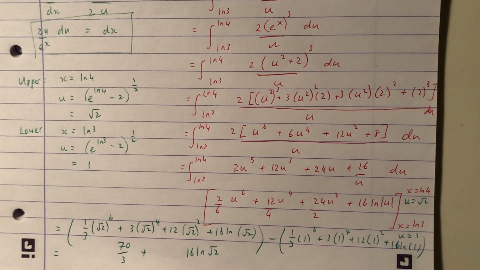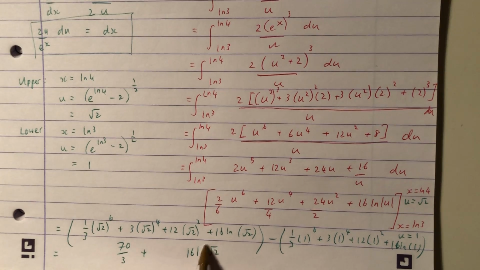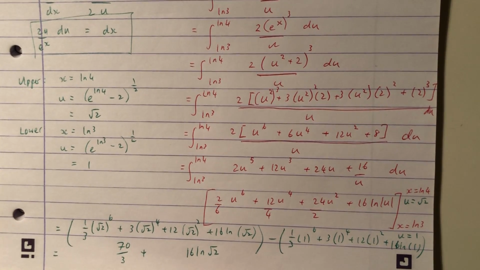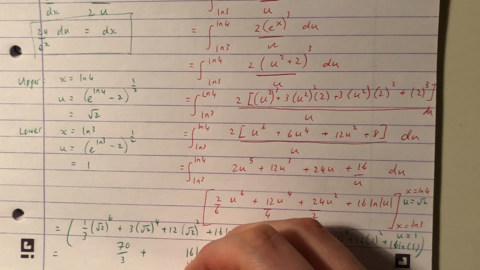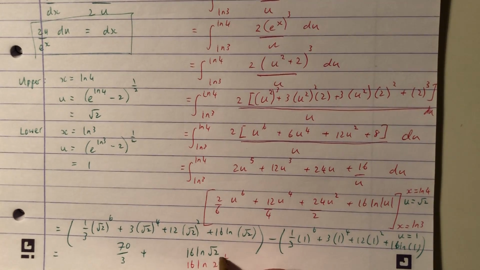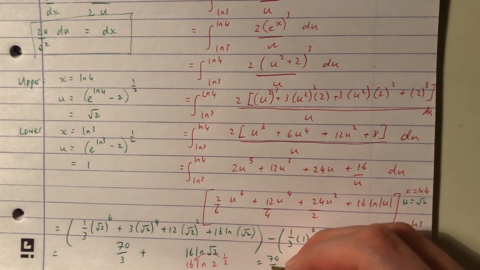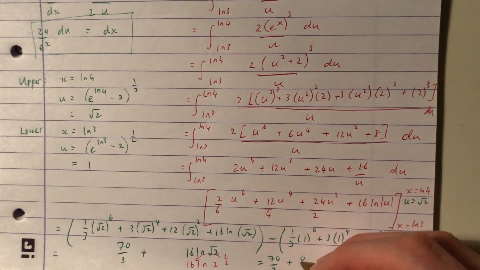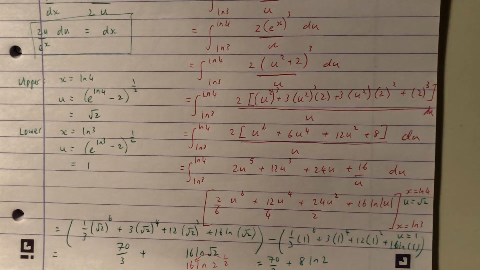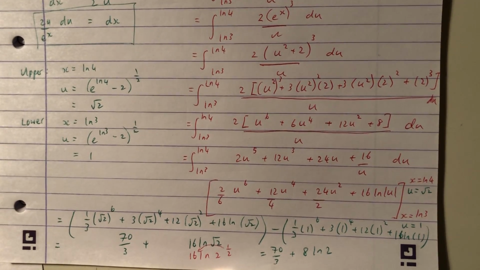But again, that's an integer, that's an integer, that's an integer, that's not an integer. So how can you write that final thing as an integer? And the trick is thinking of that as 16 ln 2 to the half and use the log rule. Bring the power down. So this is the same as 70 over 3 plus 8 ln 2, and that would be my final answer. Everything's written as an integer.